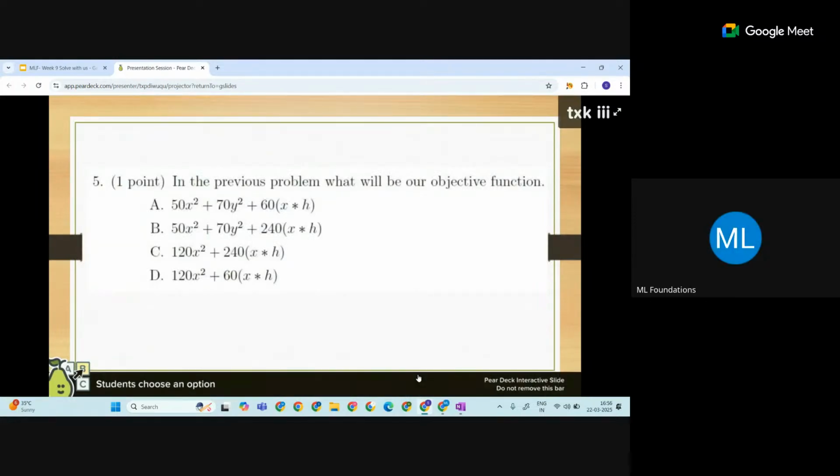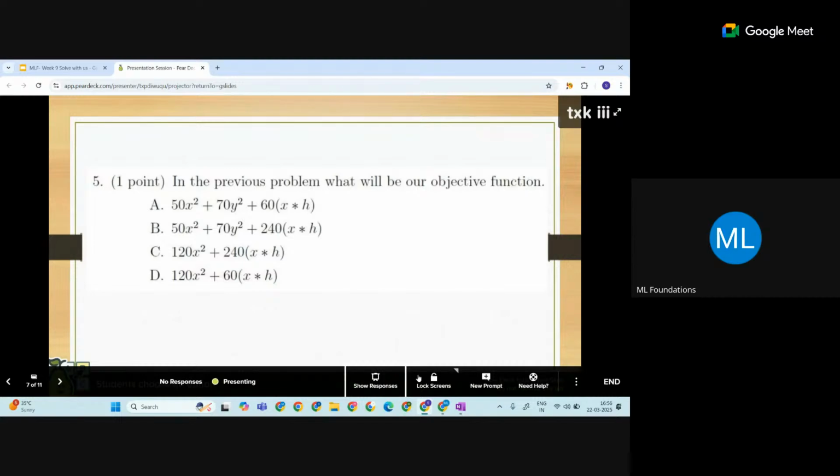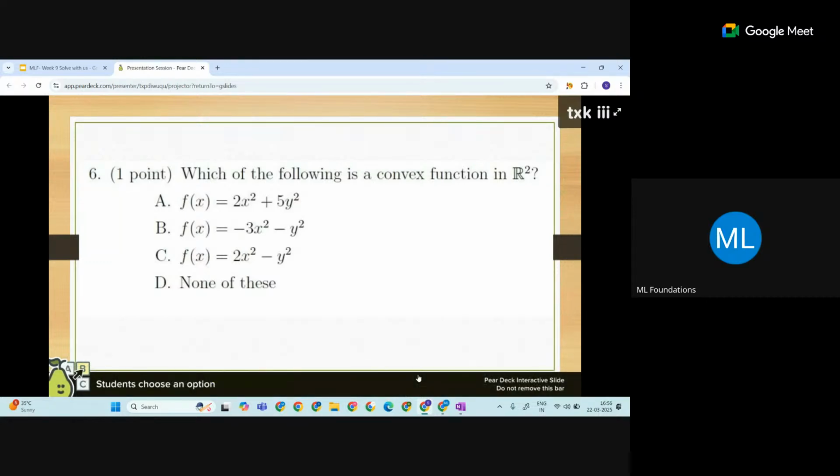So okay, this is the previous one. Will object. No, why has it come? Okay. Let's do this. Which of the following is a convex function in R2?